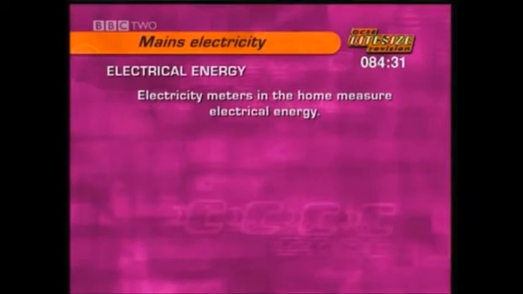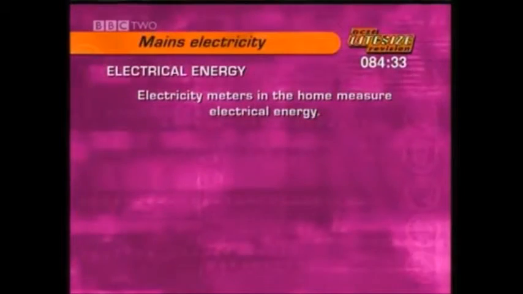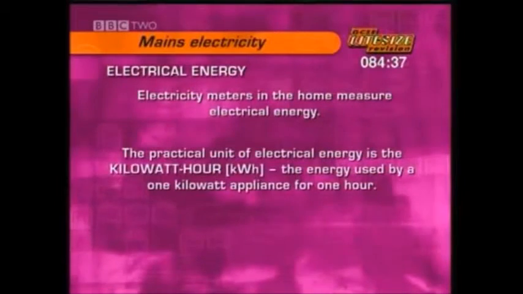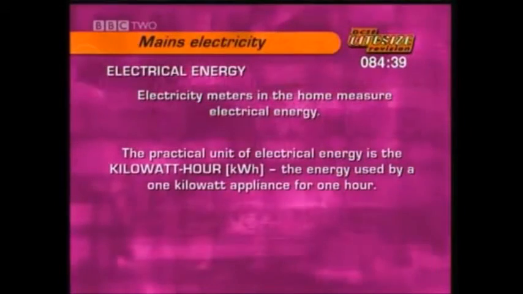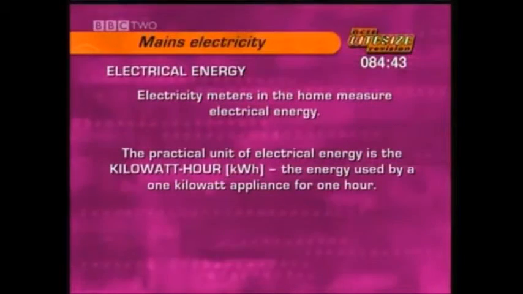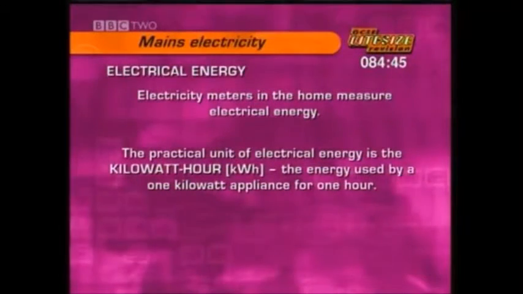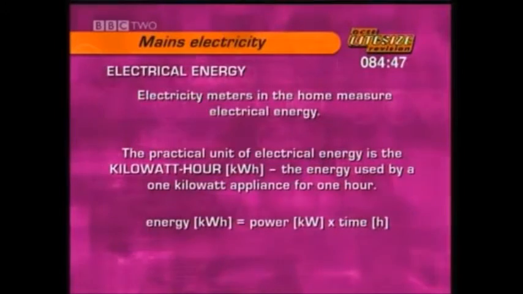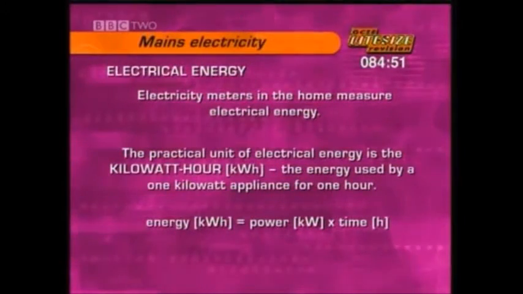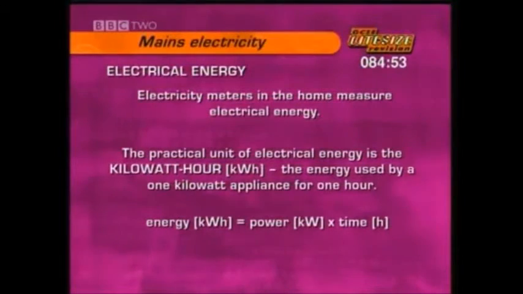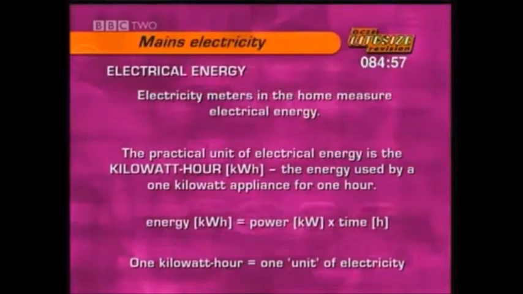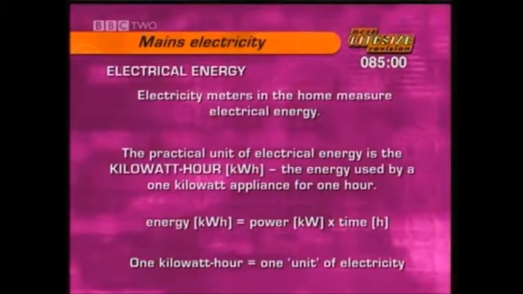Your home electricity meter measures the amount of electrical energy used, so they can work out your electricity bill. Because joules are so small, a more practical measure of electrical energy is kilowatt hours. That's the energy used by a 1 kilowatt appliance for 1 hour. So the energy formula becomes energy in kilowatt hours equals power in kilowatts times the time in hours. 1 kilowatt hour is the same as 1 unit of electricity we pay for.